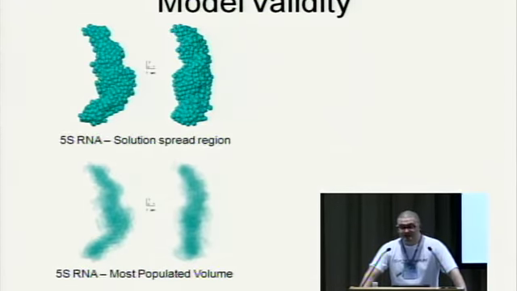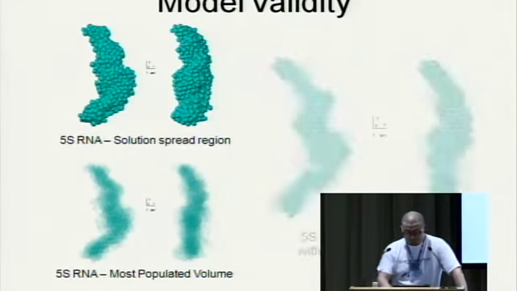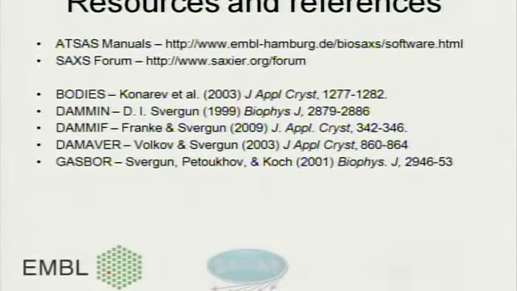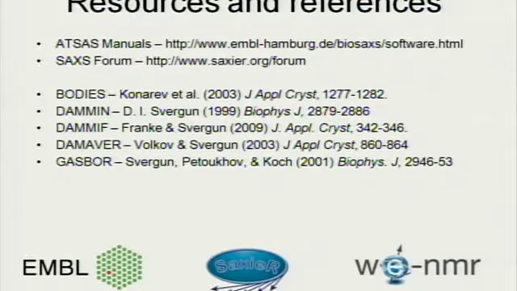Okay, however, it is possible that you would end up with 2 classes or even more of different shapes, and this is actually not easy to distinguish. However, in this paper it was possible to find the final solution that was found within this spread region. And I think for an overview of ab initio modeling, this is enough.